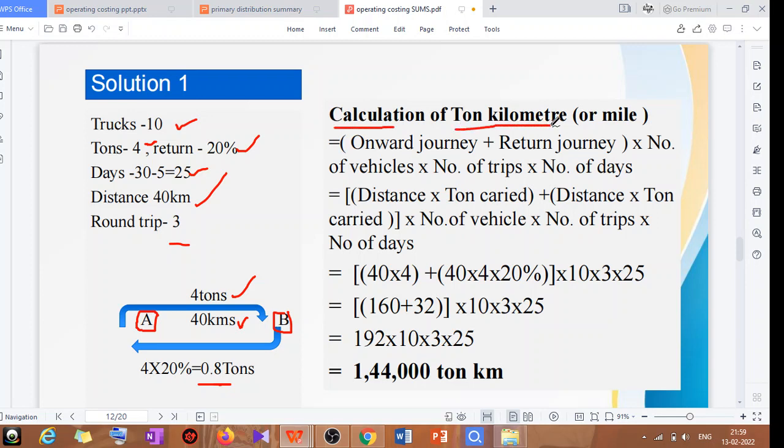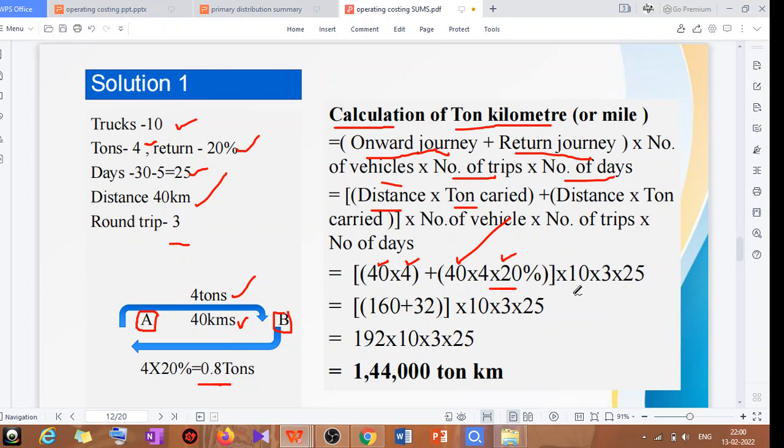Calculation of ton kilometer. So what will be the formula? That is onward journey plus return journey, into number of vehicles, into number of trips, into number of days. Onward journey means how much distance you have traveled and how much goods carried. Distance is 40 kilometers, so take 40. Then tons carried 4, that is in the onward journey. While returning, what was the distance? Distance is the same, that is 40, and goods carried, that is 4 into 20%. Clear? So that's why I have written here 4 into 20%, or else you can directly write 0.8.